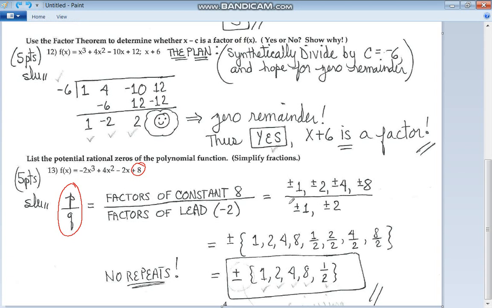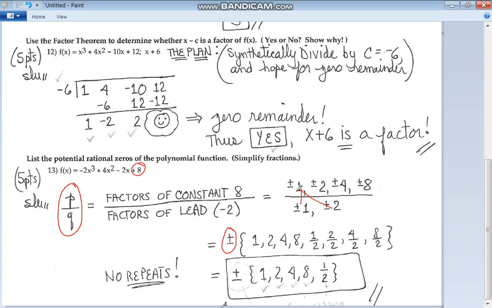We have, for the numerator, factors of 8: plus or minus 1, plus or minus 2, plus or minus 4, plus or minus 8. On the bottom, those are factors of negative 2: plus or minus 1, plus or minus 2. Now, to avoid writing plus or minus all the time, let's just put one plus or minus in the front. Don't miss that. If you don't have that, you've missed half of this problem. Okay, so first we'll take 1 over 1 and then 1 over 2.